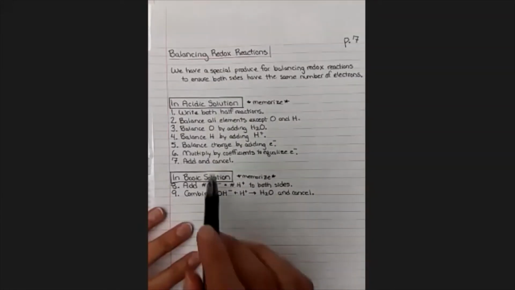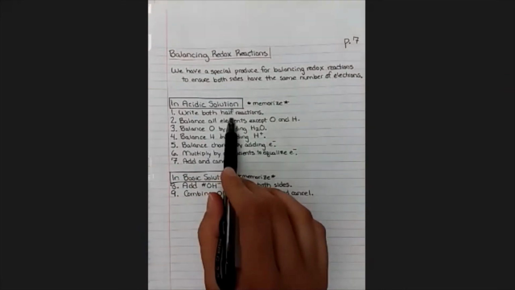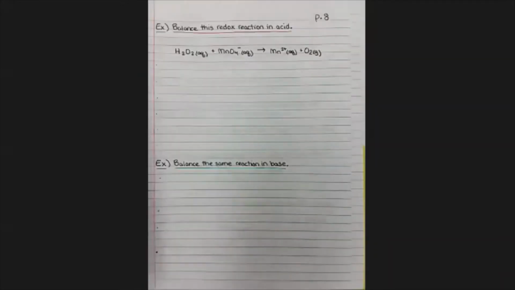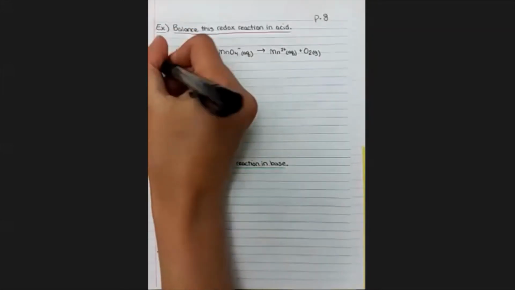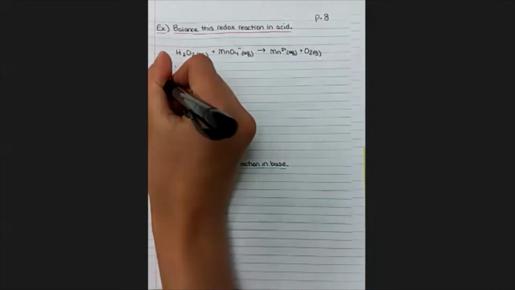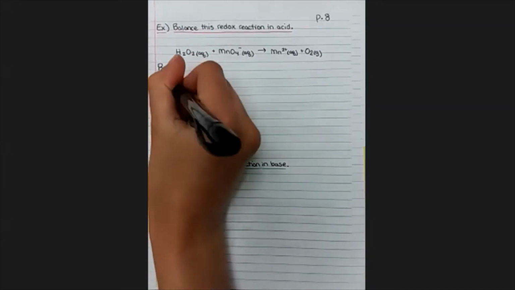So according to our steps for acidic solutions, the first thing we need to do is write both of the half reactions, but the secret unwritten first step is we have to figure out what's being oxidized and what is being reduced in order to write the reduction half reaction and the oxidation half reaction. Let's see what we can find out.